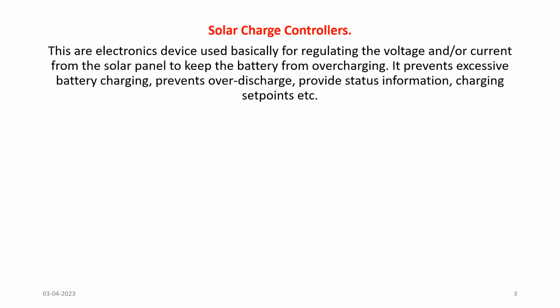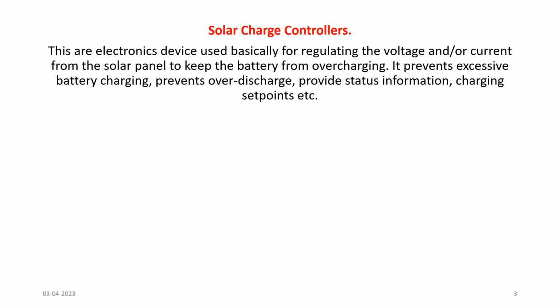I can say it's a DC to DC converter because during the intermittent nature of the sun, different voltage, or varying current or varying voltage, is coming from the solar panel. It's the solar charge controller that will stabilize the amount of voltage, the amount of current going into your battery, so that your battery will properly charge, and it will keep your battery from overcharging. So it prevents excessive battery charging, it prevents overcharge, over discharge, provides status information.